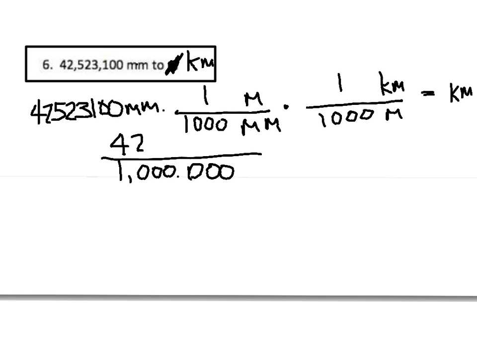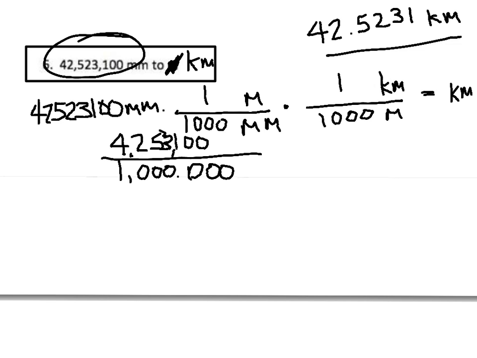Oops, I missed a number. There's a 2 in there. There you go. So our final answer is going to be 42 point. And this is one where you can just move the decimal over. I'm going to move it over, from here to there because there's 6 places. So 42.5231 kilometers. And yes, we keep it that precise because we already had this value to start with.